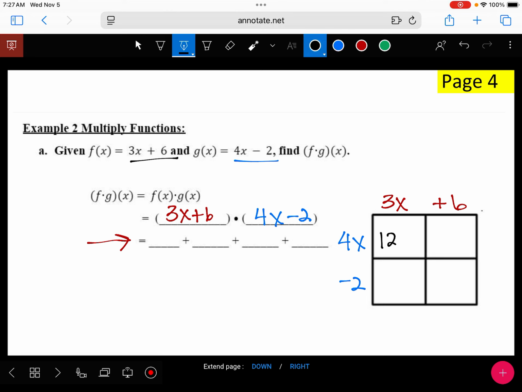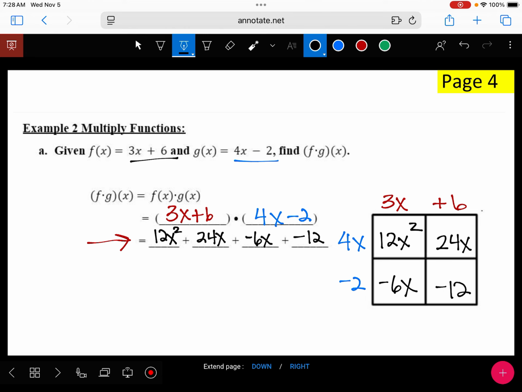Demarion, what about 3x times negative 2? Negative 6x. And Elizabeth, what about 6 times negative 2? Negative 12. So now these things here, this is what goes on these blanks. After you multiply, we're supposed to fill in our 4 blanks. That's what goes here.